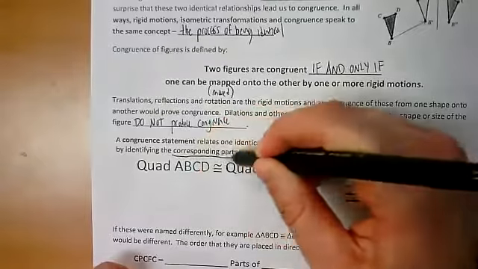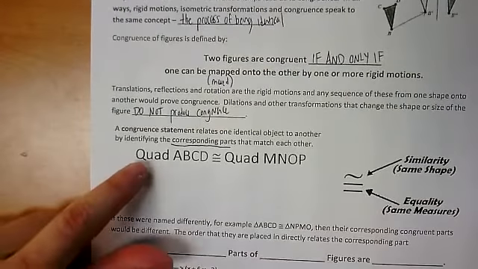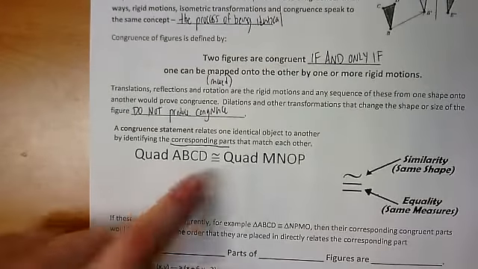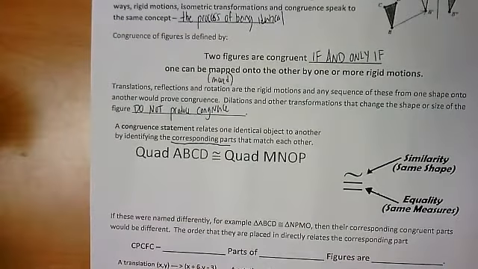corresponding parts that match each other. So that word corresponding from here on out is a word we're going to be using a lot. Corresponding is kind of just what matches up to what else in two figures. So for example, that's kind of a weird sentence I just said, right? If I'm comparing quadrilateral ABCD to quadrilateral MNOP, right? A quadrilateral is just a four-sided figure, okay?